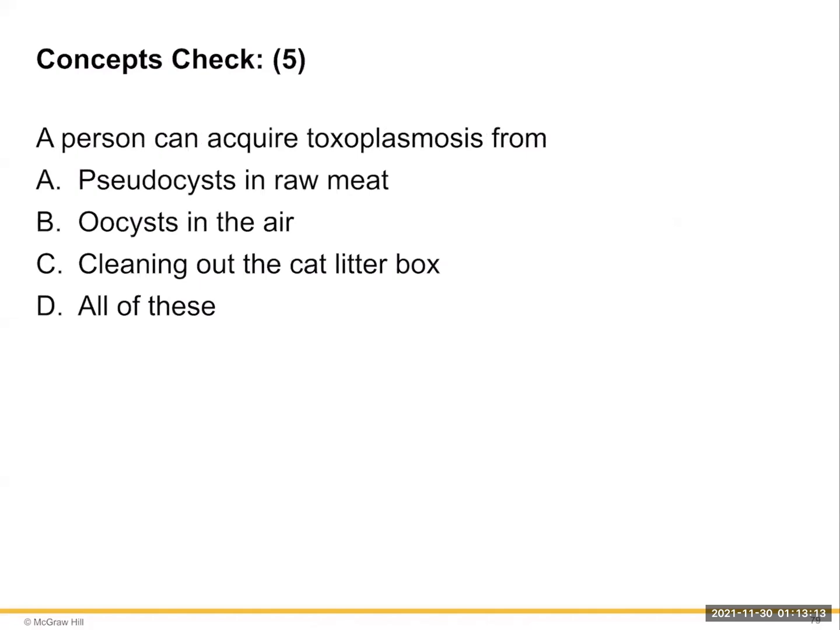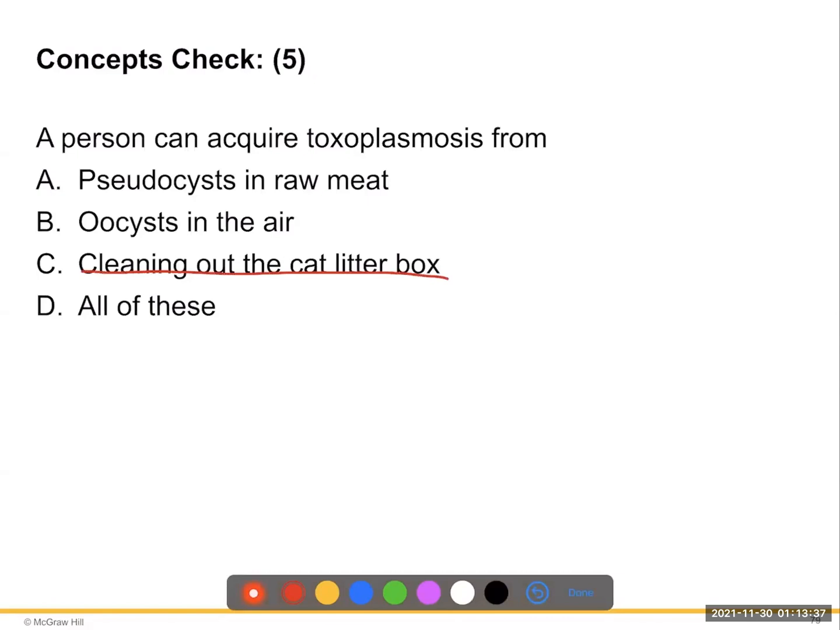All right, a person can acquire toxoplasmosis from which of these forms? Pseudocyst in raw meat, oocyst in the air, cleaning out the cat litter box, or all of the above. What would we say? I was gonna say C. It will definitely be cleaning out the cat box, but because we clean out the cat box, you put oocysts in the air. That's what you get from the cat litter box from cats. And it can also be from a pseudocyst in raw meat. So it would be all of the above.